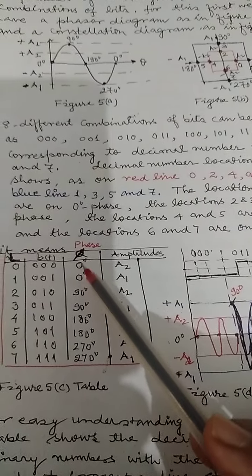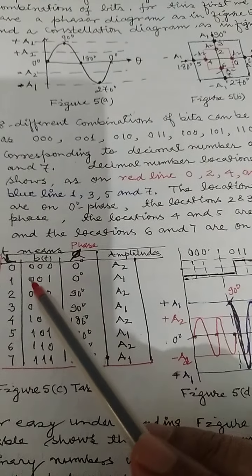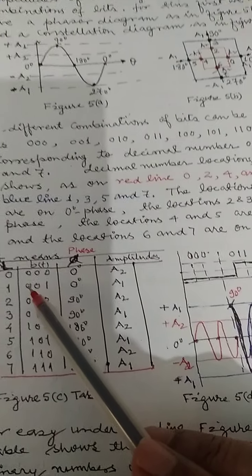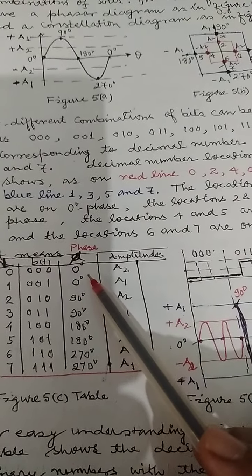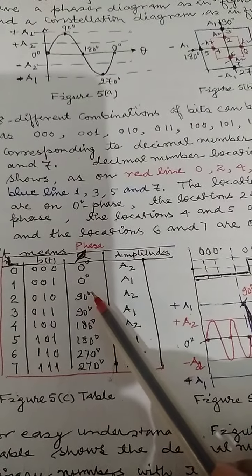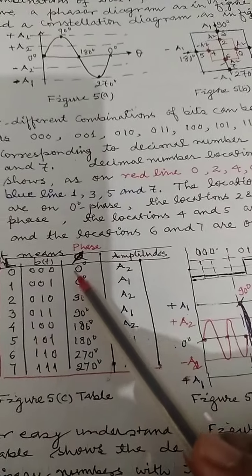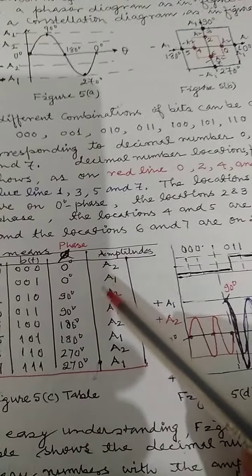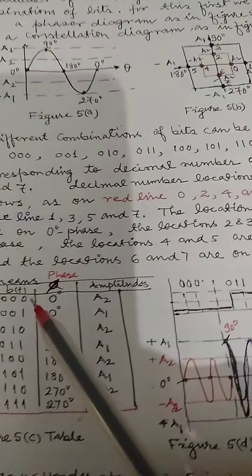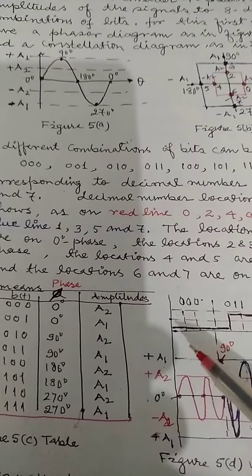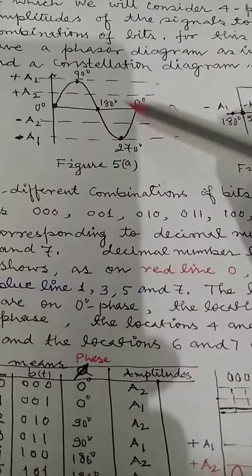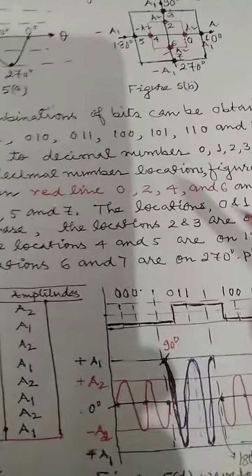We'll start the waveform for the 000 combination at 0 degree, and for 001 it will also start from 0 degree, and for 010 it will start at 90 degree and end at 90 degree. So we'll take 2 complete cycles to represent these states during the 3-bit duration. We'll take the help of the phasor diagram here in 5a.